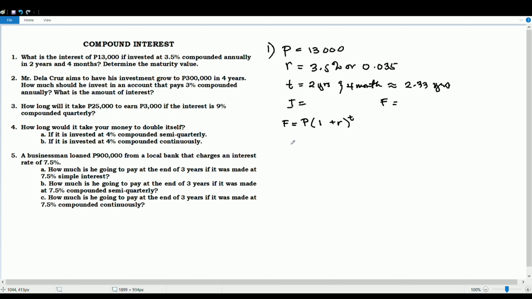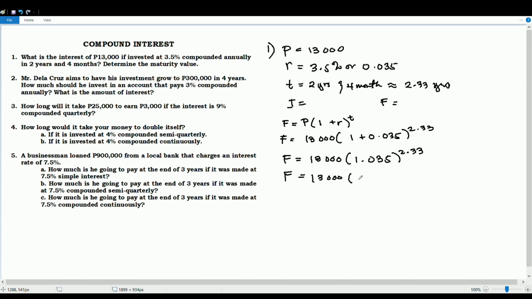F is unknown, so we have to solve first for the value of F, or the future value, in order to get the value of the interest. So P here is 13,000 pesos times 1 plus 0.035 raised to 2.33. Solving the quantity inside the parentheses, we have 1.035 raised to 2.33. Evaluating the exponent 2.33 on 1.035 gives us a value of 1.083455341.